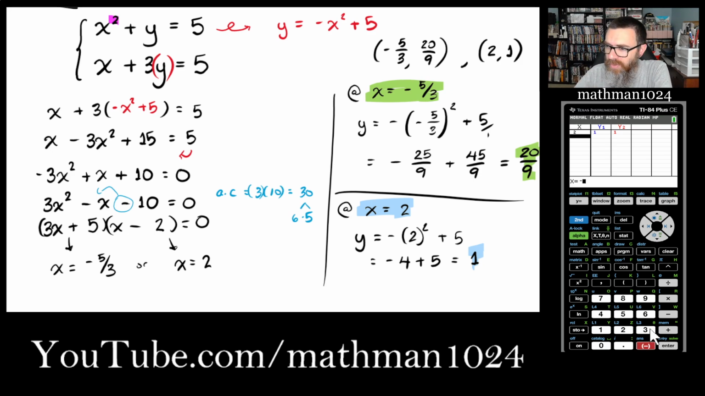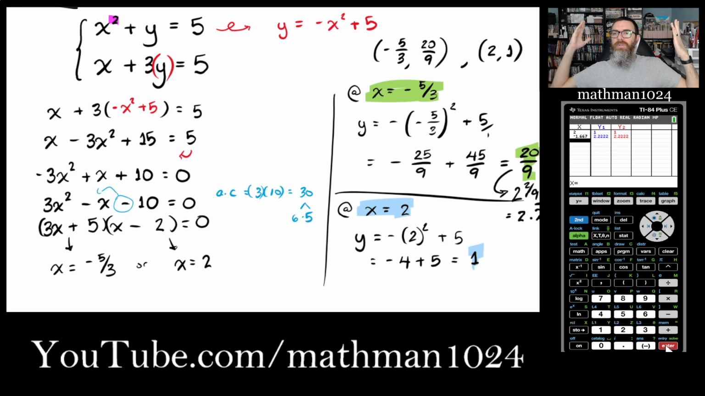And then the other one was negative 5/3. The answer is supposed to be 20/9, but it's not going to show us a fraction. So 20 over 9, if we just want to rewrite this, is 2 and 2/9, which is 2 point 2 with a repeating bar. All right, let's see if that is correct. There we go. 2 point 2 with a repeating bar. Awesome blossom. We did it, guys. We did it. We're so special. All right, so there we go.